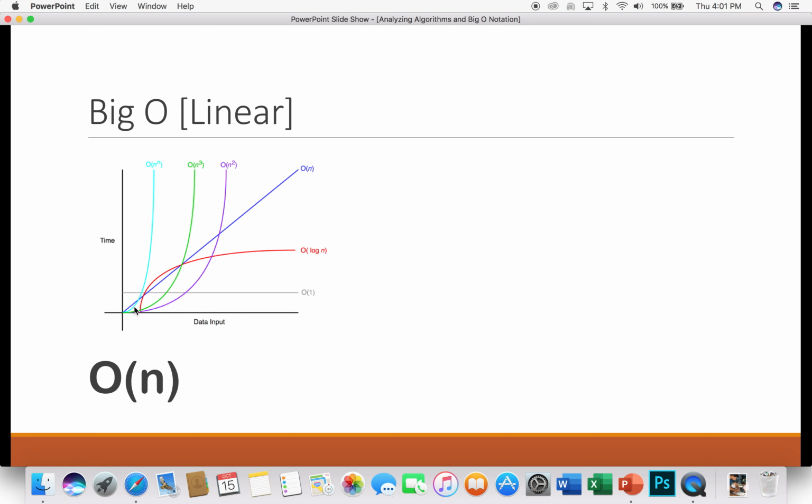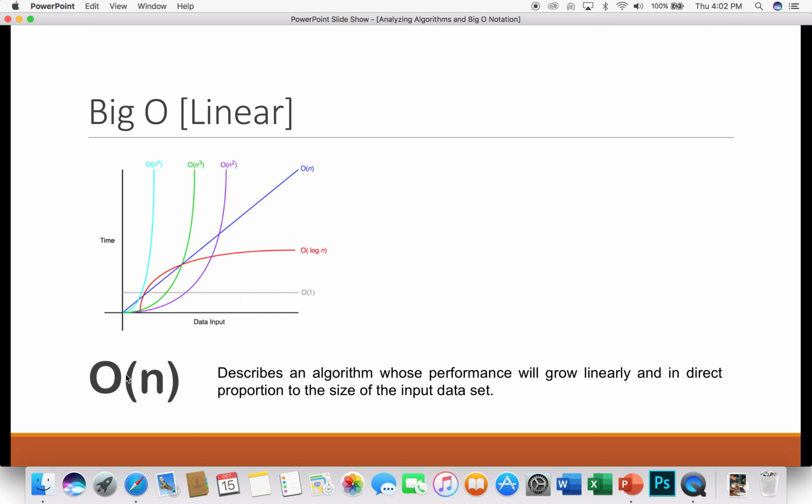Okay, ito siya. Yung straight. Familiar na siguro tayo sa linear. Yan kasi ang madalas na topic when it comes to mathematics, which is the O of n. Describes an algorithm whose performance will grow linearly and in direct proportion to the size of the input data set. Example natin, printing all the elements of the array. Ito lang yung ating algorithm.